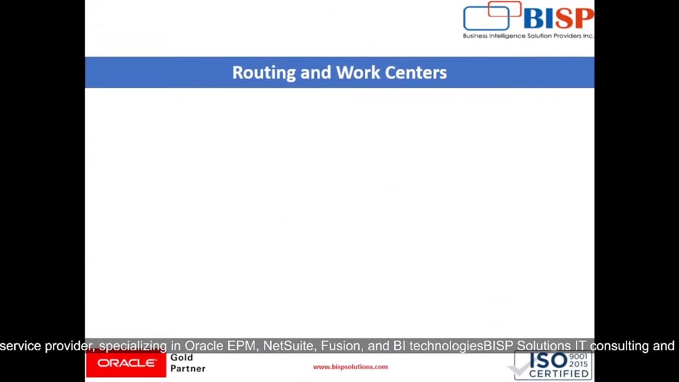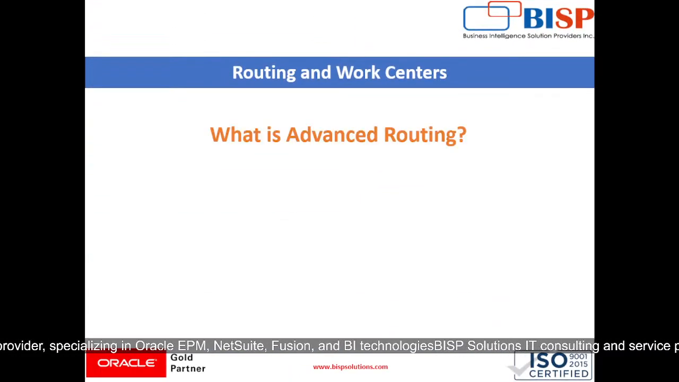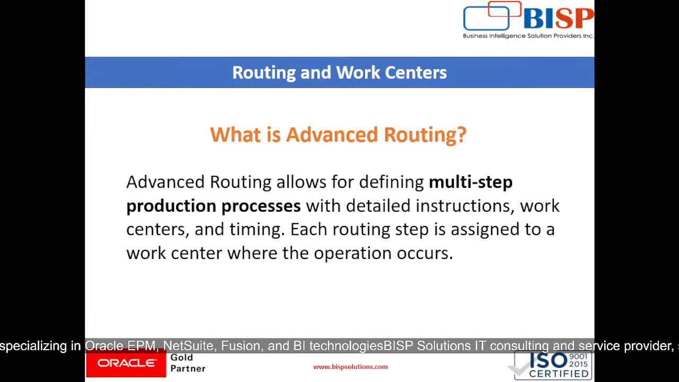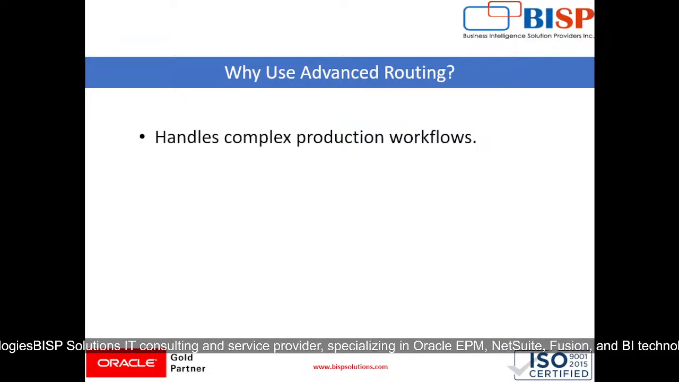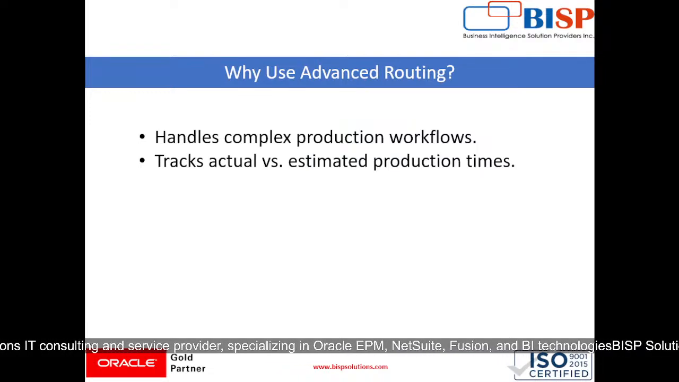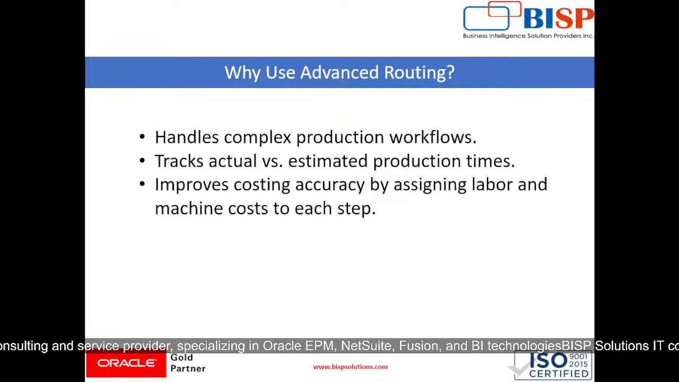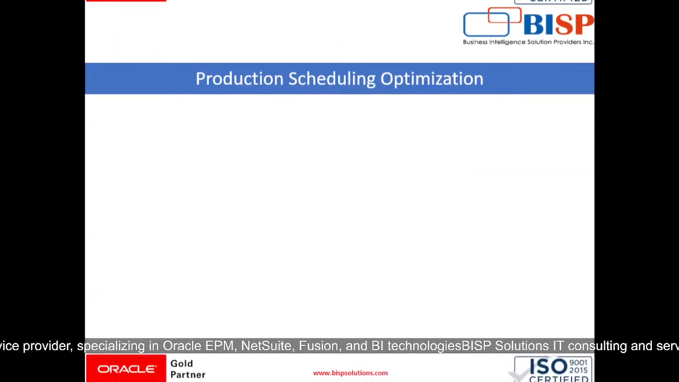Then comes our routing and work centers. So what is advanced routing? Advanced routing allows for defining multi-step production processes with detailed instructions, work center and timing. Each routing step is assigned to a work center where the operation occurs. So why are we using advanced routing? It handles complex production workflow, tracks actual versus estimated production times, and improves costing accuracy by assigning labor and machine cost to each step.